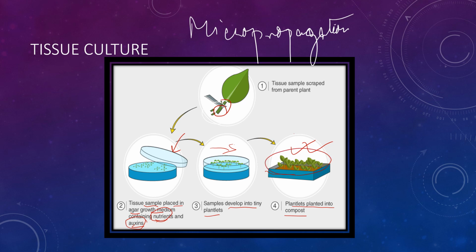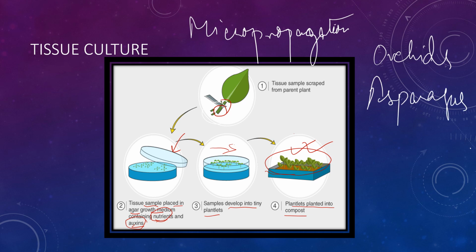And this technique is used in the propagation of generally ornamental plants, like orchids. They are ornamental plants, we all know. We can also tell about asparagus. All these ornamental plants are produced by this tissue culture method, right? Mention may also be made of chrysanthemum. So these are the plants produced under tissue culture, under laboratory conditions. So is it clear to everyone?